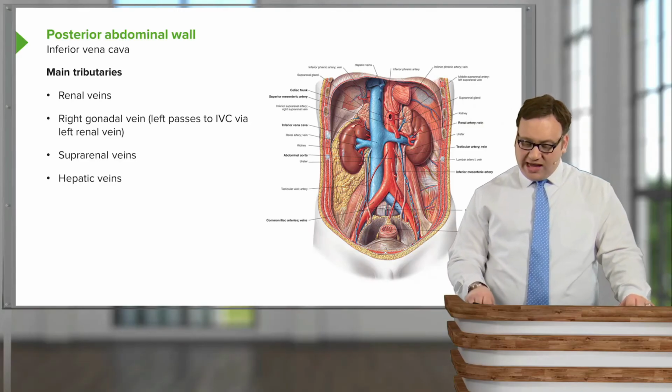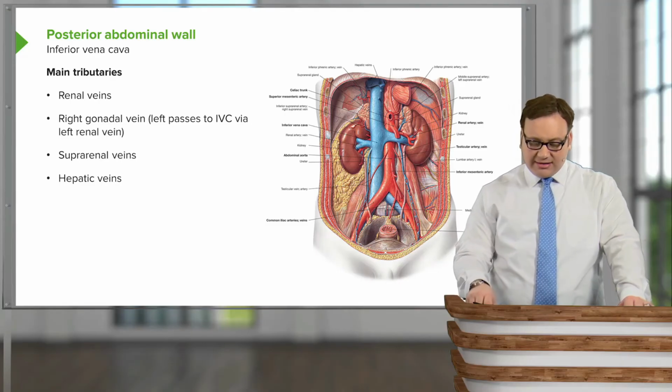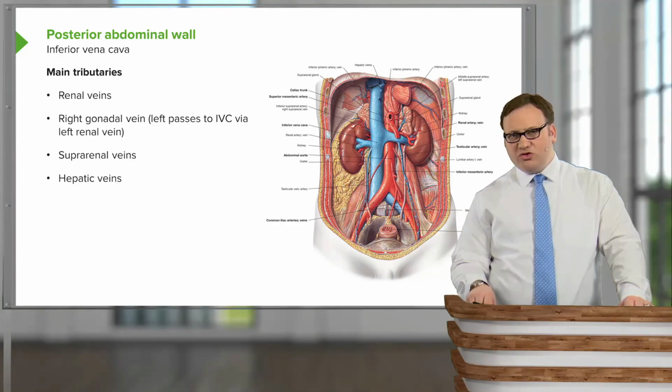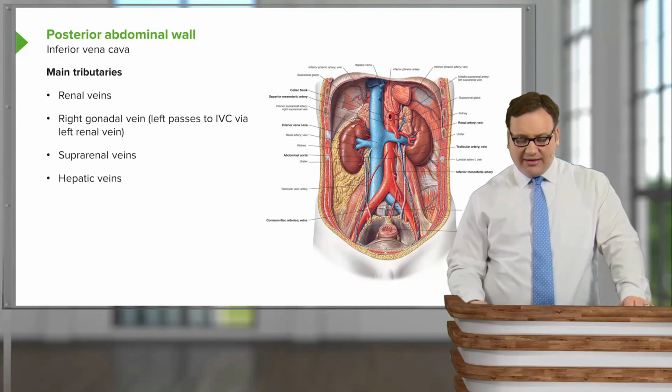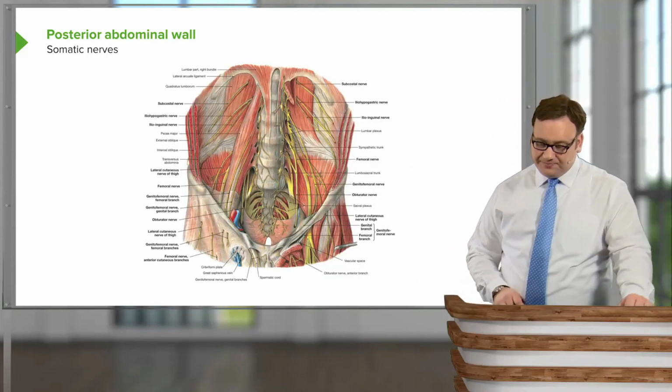It receives suprarenal veins, which we'll explore in the next lecture, draining from the suprarenal glands, and it receives drainage from the liver. This is blood that is going to be full of nutrients that have been processed by the liver, and returning it quickly into the systemic circulation.